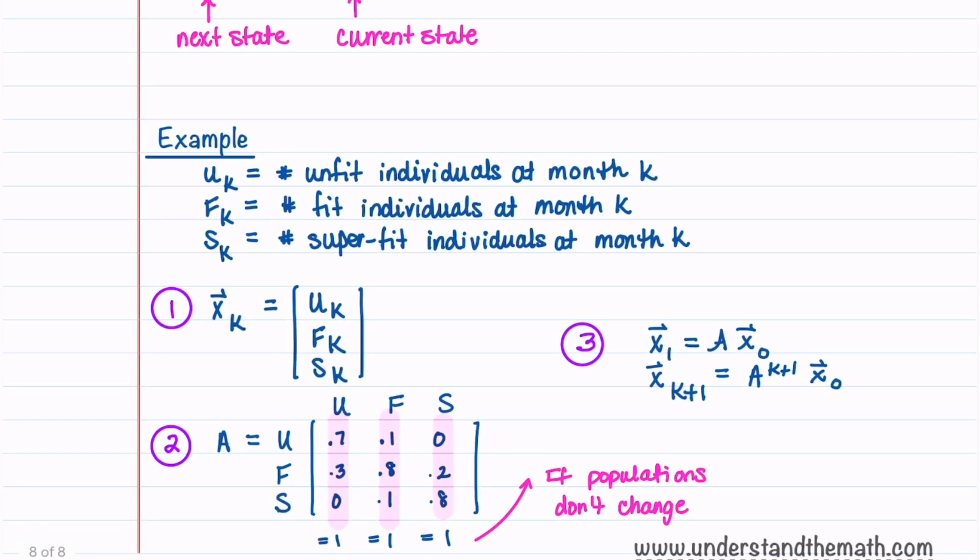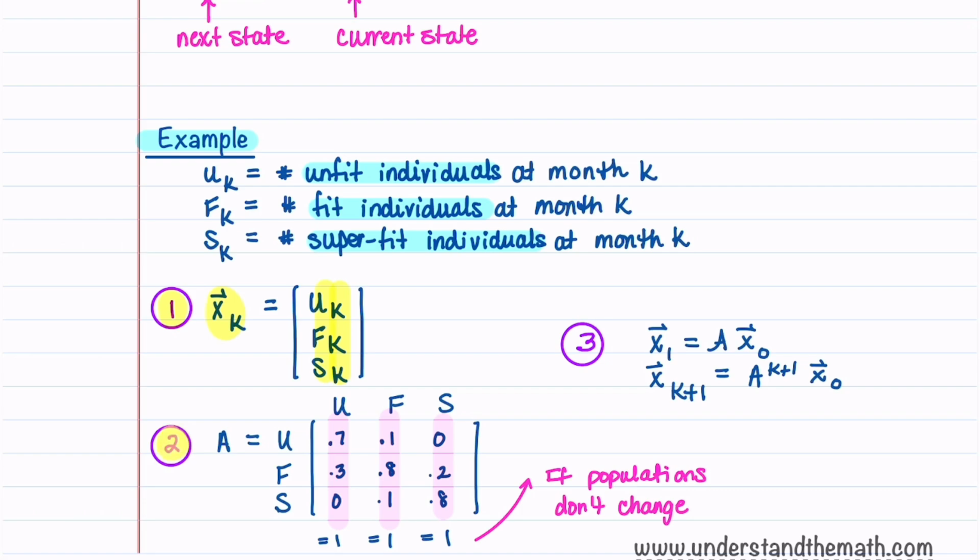Let's go over an example real quick so you can see what we have to do in practice to solve one of these types of problems. I've written down an example where we're given percentages for how fitness levels change for individuals each month. We're going to have unfit individuals, fit individuals, and then what we call superfit individuals. The first thing that you're going to want to do when you solve one of these problems is create a vector. We're going to call it x sub k, and you're going to put what we call our state variables into that vector.